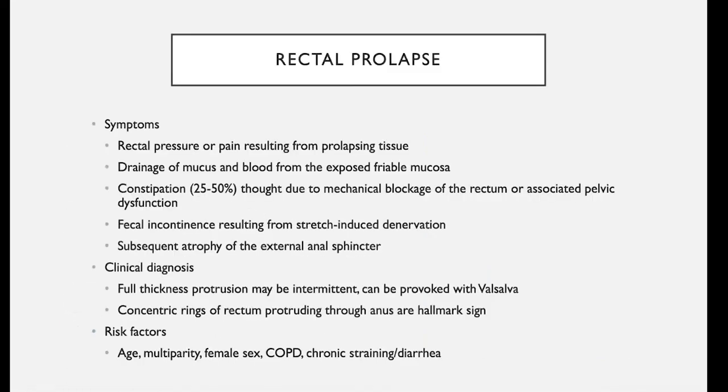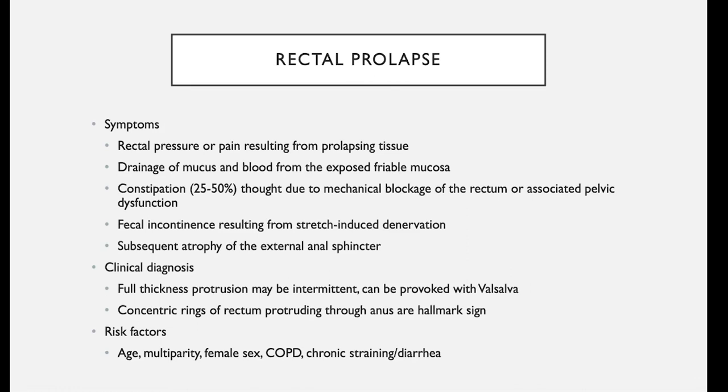Symptoms can be rectal pressure or pain resulting from the prolapsed tissue. They can experience drainage of mucus or blood from the friable mucosa. And constipation can also occur secondary to mechanical blockage of the rectum. Subsequently, if the prolapse is chronic, there can be atrophy of the external anal sphincter.